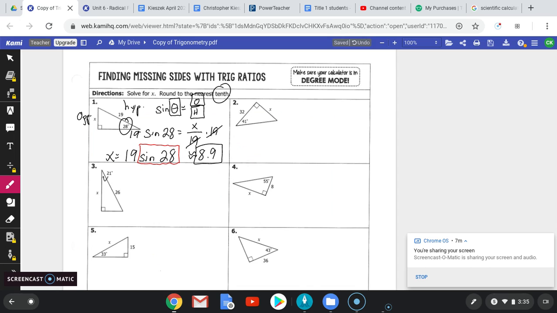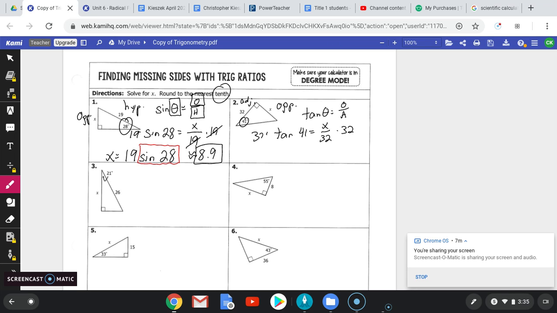All right, so let's look at another one. Let's look at number 2. In relation to 41 degrees, what is x? Well, x is opposite the 41 degrees, and 32 is adjacent to 41. So which trig function deals with opposite and adjacent? That's tangent. So tangent theta equals opposite over adjacent. Let's fill in the blanks. Tangent of 41, because remember, this is always an angle measure, equals opposite x over 32.